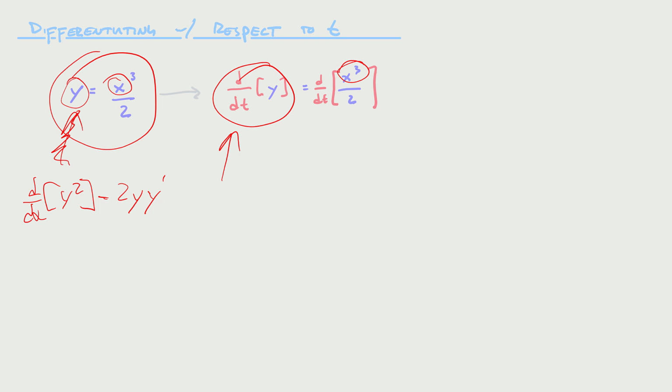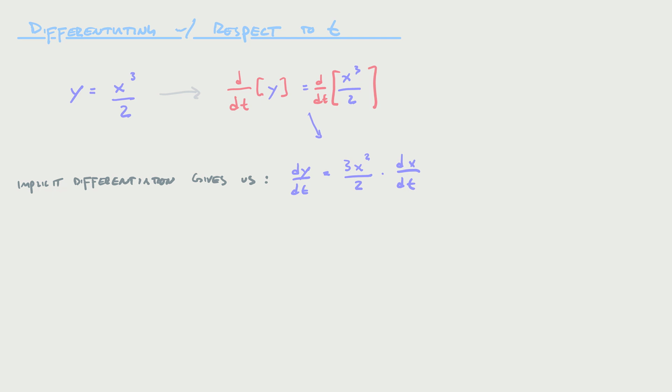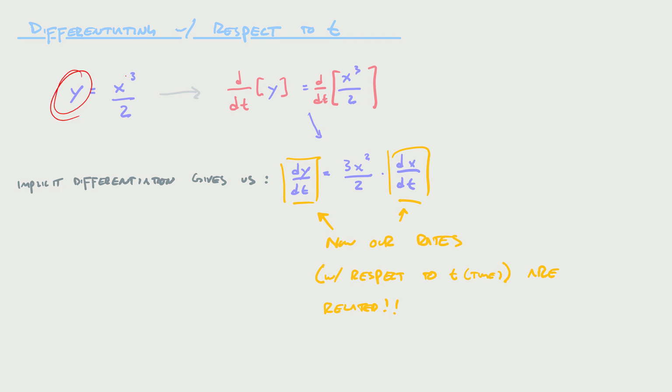x cubed is going to involve the chain rule when you're differentiating it in terms of something that's not x. So we use implicit differentiation and we get dy/dt on the left. We get 3x squared over 2, which is the normal derivative of x cubed over 2. But then you have to multiply by the derivative of x, and that's dx/dt. Now these rates are related.